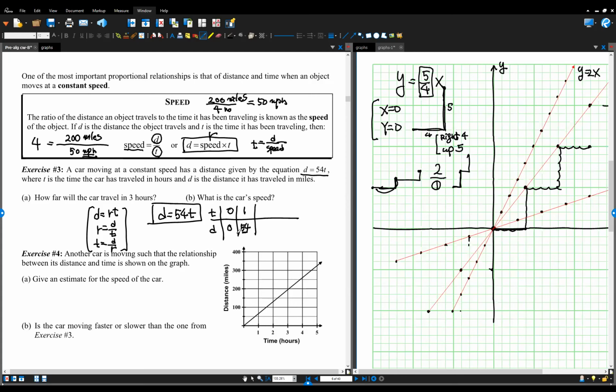For the 1 hour trip, this is 54. It's okay. So 2 hours driving, 2 times speed, 1 hour travels 54 miles. So distance will be 54 times 2, 108 miles. That is okay. Now, if we travel 3 hours, what is distance? 54 times 3 is 162 miles. Okay, 162 miles.